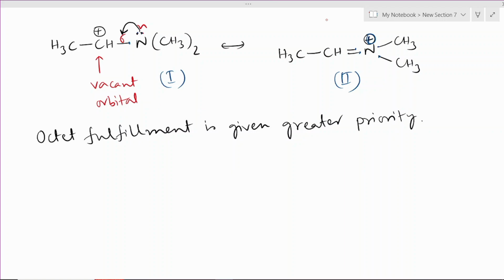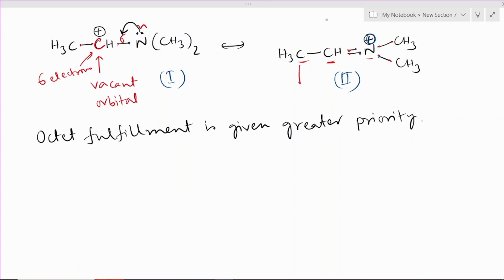We can see that in 2, both this carbon and nitrogen fulfill the octet configuration, because this is 1, 2, 3, 4, 5, 6, 7, 8. So nitrogen's octet is filled up. Then these 2 carbons also have octet configuration. But in canonical structure 1, this carbon does not fulfill the octet, because this is 1, this is 2, this is 3, this is 4, and for this hydrogen another 2. So total 1, 2, 3, 4, 5, 6. So this carbon contains 6 electrons.